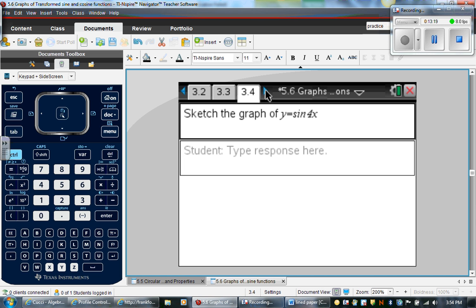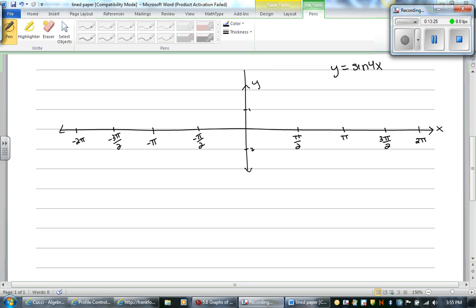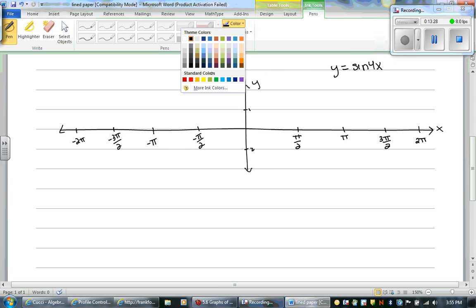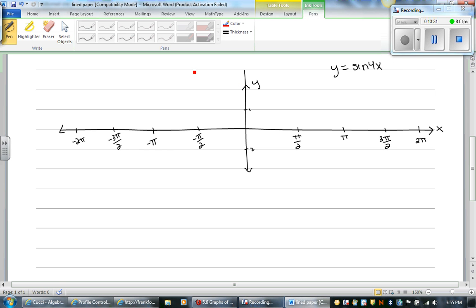Okay, so we're going to sketch the graph y equals sine 4x. Okay, so again, a frequency of 4 tells me I'm going to have 4 full sine curves between 0 and 2 pi. So what I need to do is figure out how long it's going to take me to just get one. That way I can kind of break this up. So in order to figure out how long it's going to take me to get one, I need to find the period. And again, period is 2 pi over b, which is going to be 2 pi over 4. That reduces to pi over 2. So what that tells me is between 0 and pi over 2, I'm going to get one full sine curve.